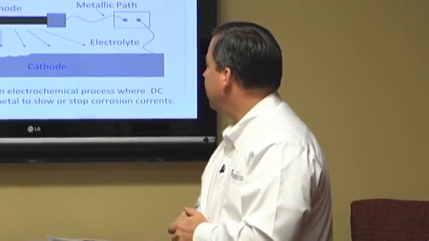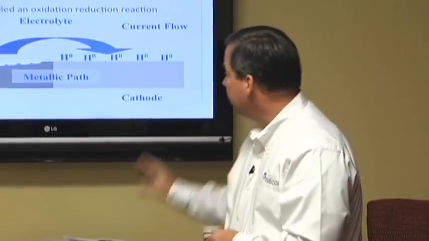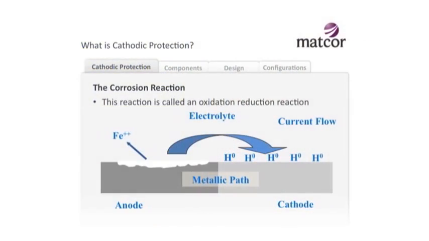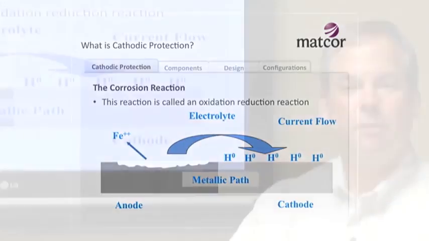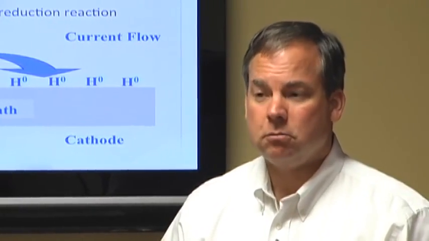So let's go back to our slide here. Actually, let me go back to the previous slide. My anode, my cathode, and my metallic path: the structure itself provides that. It's inherent in a piece of metal. It already has an anode, a cathode, and a metallic path. All you really need is this electrolyte. An electrolyte is a fancy word for something where current can flow. And in most cases, that's water.